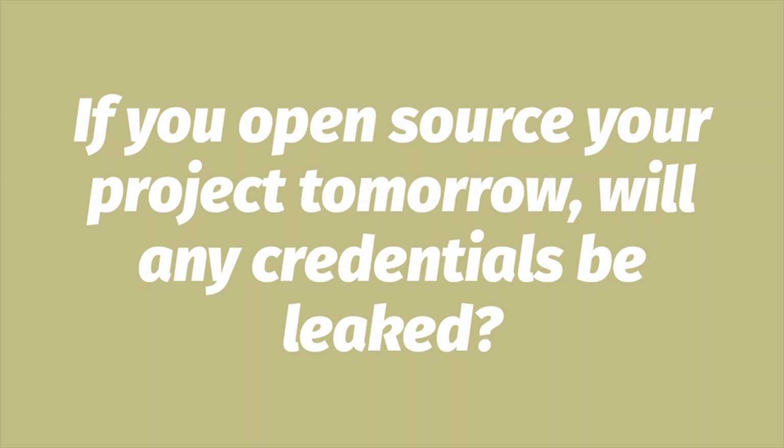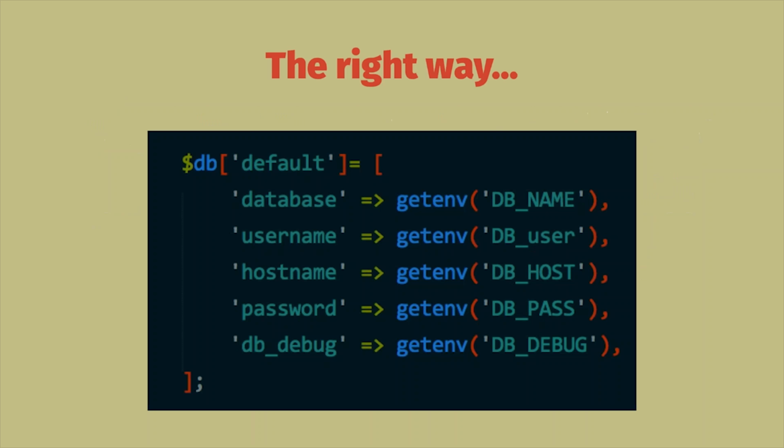So the proper way that database config file should look is basically something like this. This default config is this array of attributes which are basically reading from the environment. So you see this PHP function called getenv. This is just a built-in PHP function. It's not part of any framework or anything like that, which all it does is read from an environment variable.